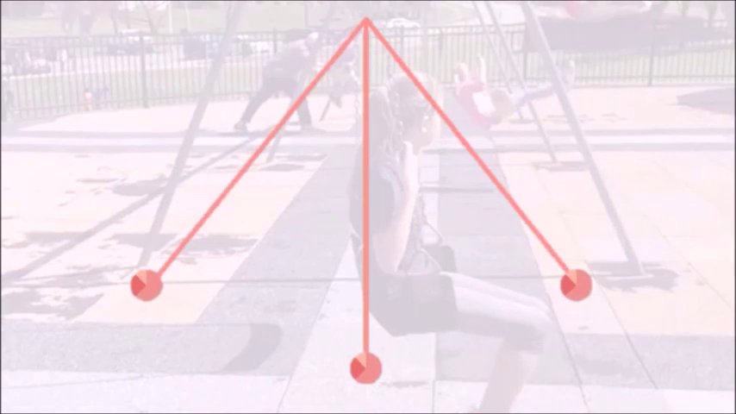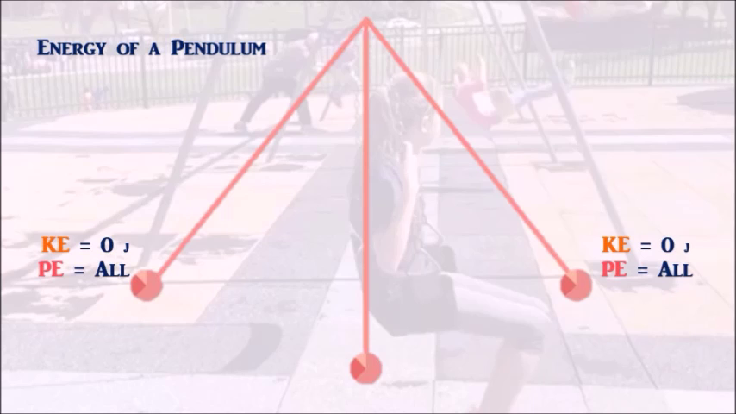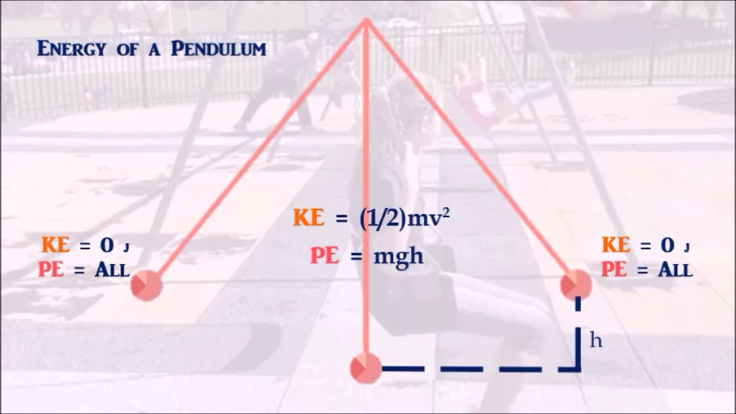Now, let's take a closer look at this pendulum. More specifically, let's look at the energy of the pendulum. At its highest point, the pendulum has no kinetic energy and all of its potential energy. We can see why if we look at the equations for kinetic and potential energy. At the highest point, the pendulum's velocity is 0 because it's changing directions. This gives the pendulum 0 kinetic energy.